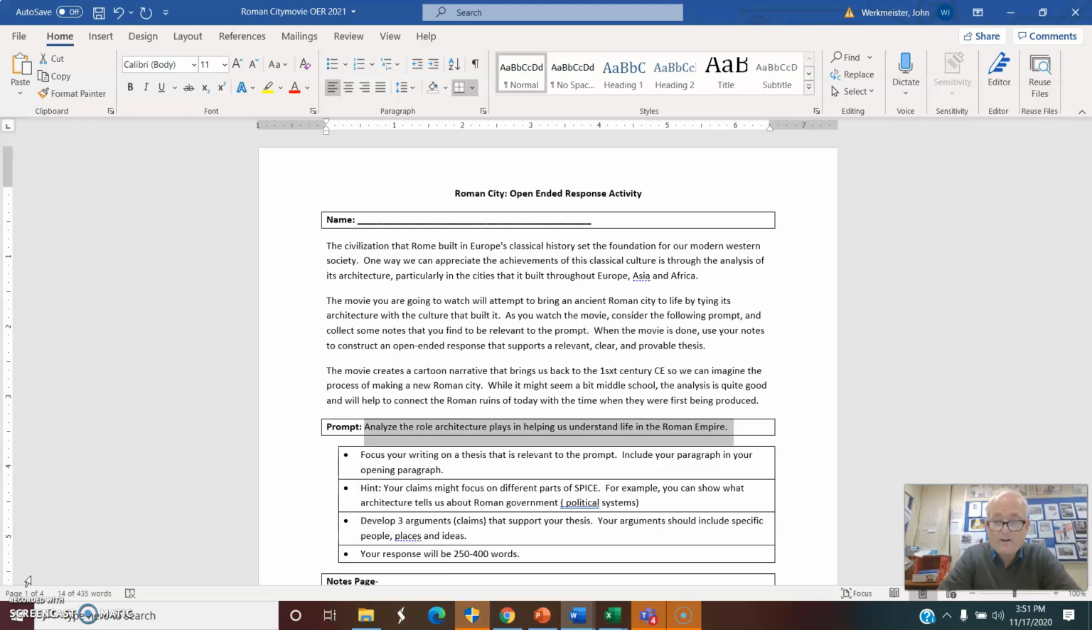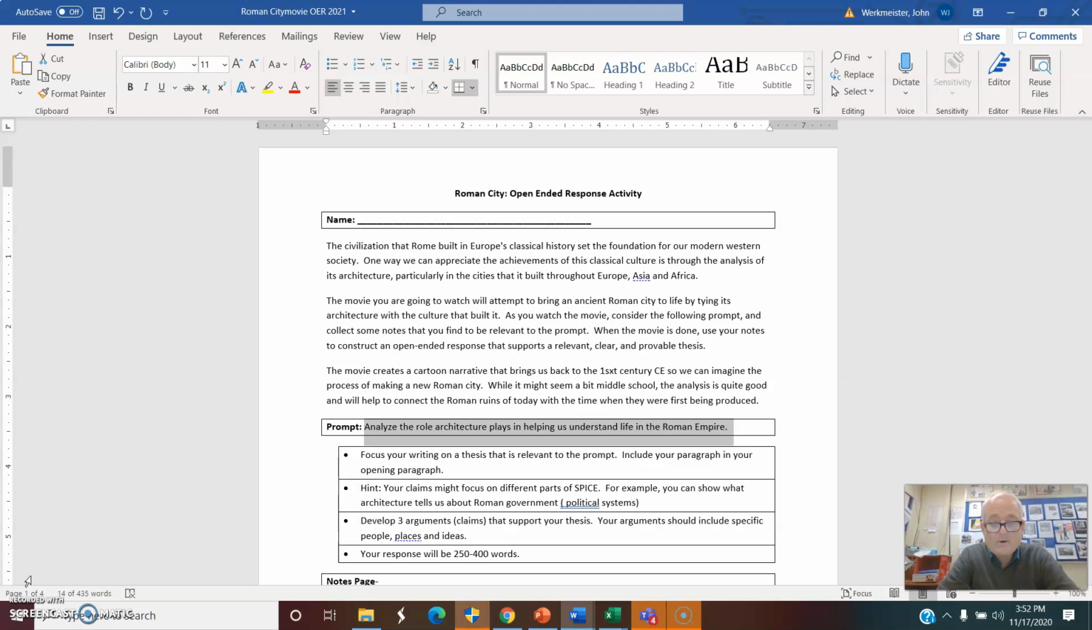So you saw the building of a Roman city, a hypothetical city in Gaul, which is in modern France. The movie you're going to watch will attempt to bring an ancient Roman city to life by tying its architecture with the culture that built it. That's why we had the characters, and you got to see them put it together and why they built the stuff. As you watch the movie, consider the following prompt. And this is something you saw at the beginning. So you need to collect information that's relevant to the prompt.